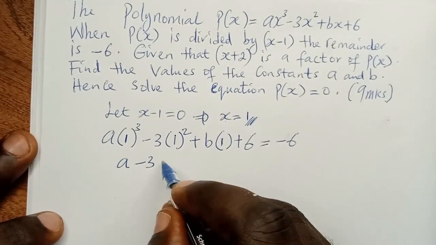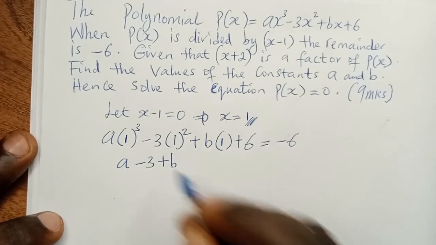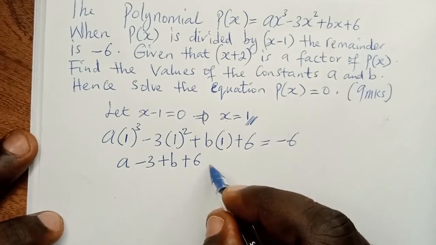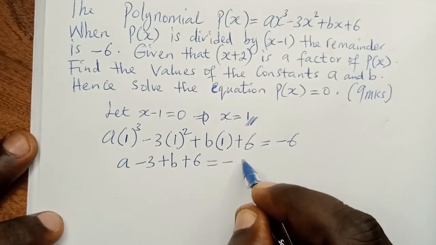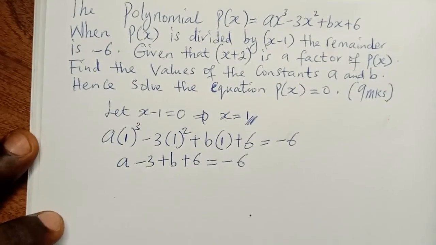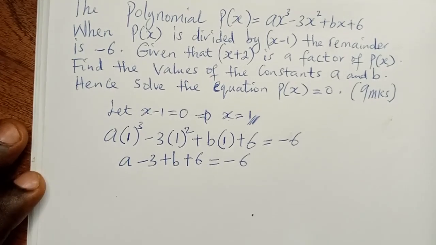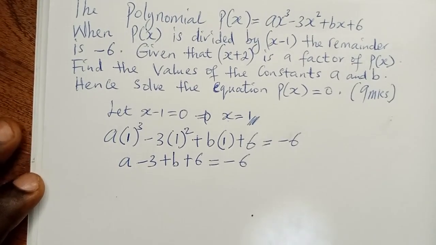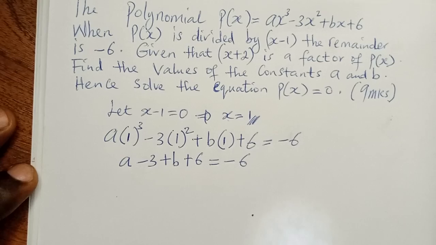b times 1 is plus b, plus 6 is equal to minus 6. You can see this. Now here, let's try to see how we can sort this out and collect like terms on one side and unlike terms on the other side.